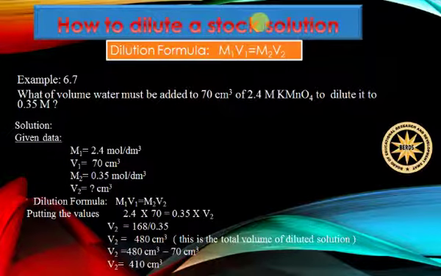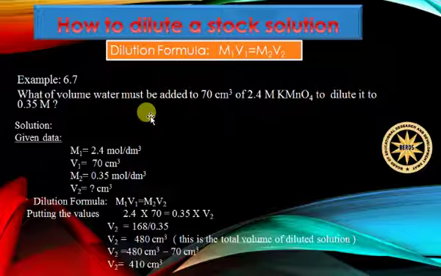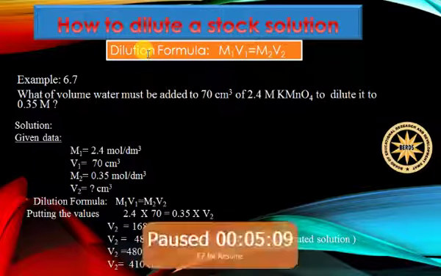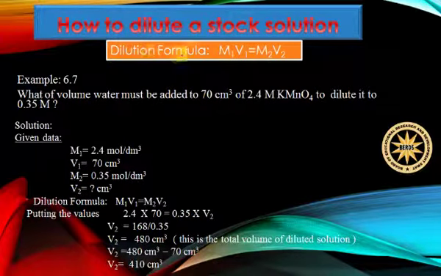Stock solution is basically a concentrated solution which is already present in the lab. So you have to dilute. Dilution means that you have to add some amount of solvent to that solution to become a dilute solution. Basically, dilution is done by a formula, which is the dilution formula, given as M1 V1 is equal to M2 V2. So this M1 V1 is for solution number 1 and M2 V2 is for solution number 2.